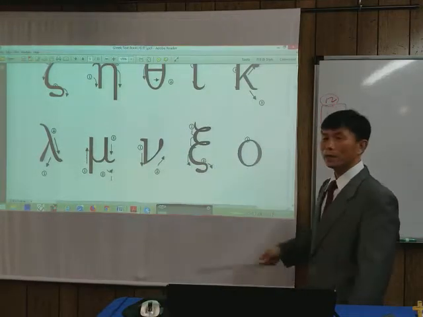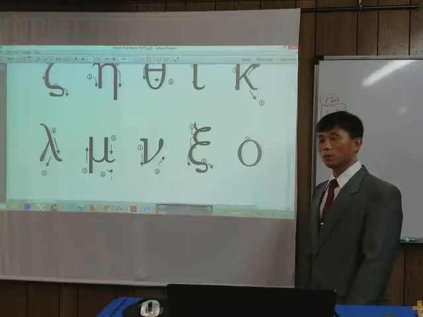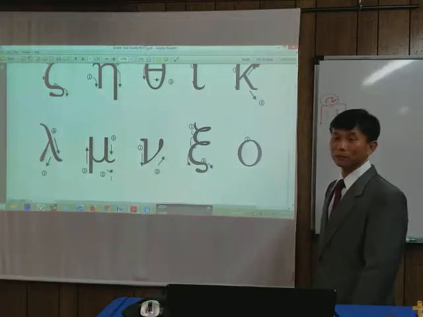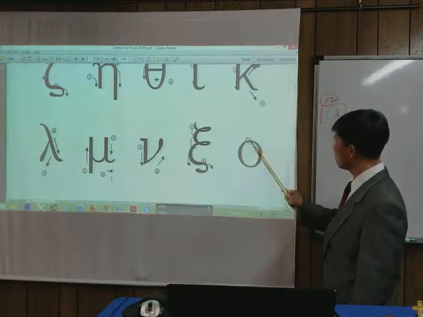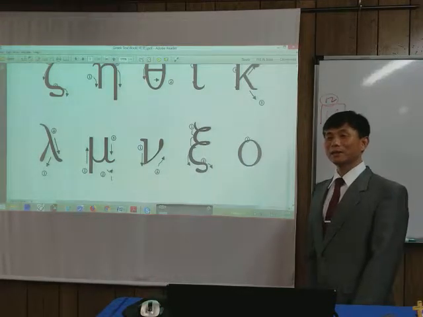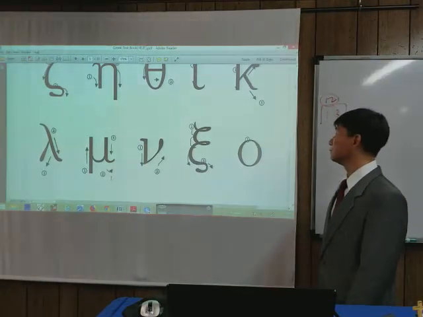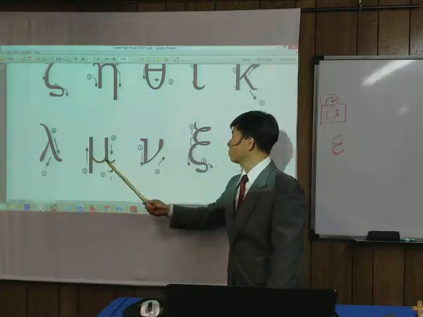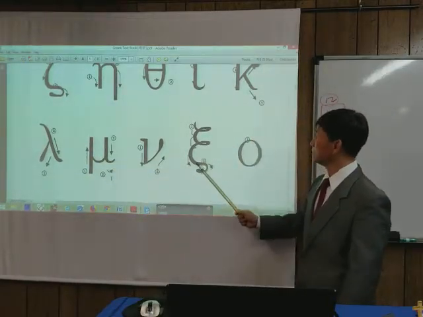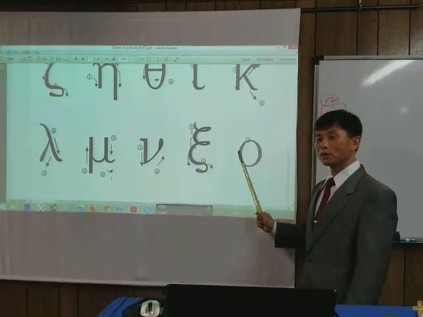The next one is omicron. Omicron is the O sound, a vowel. Very easy, right? Same as the O sound in English. So, lambda, mi, ni, xi, omicron.